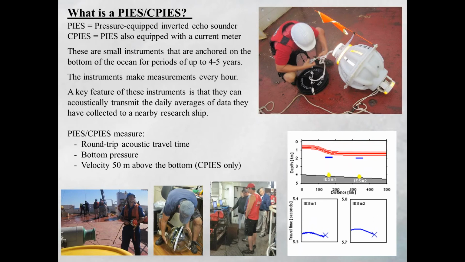And these red lines are supposed to illustrate the main thermocline as it moves around over time, and as the temperature content within the water column changes, or the salinity for that matter, the travel times will change, as illustrated in these panels.